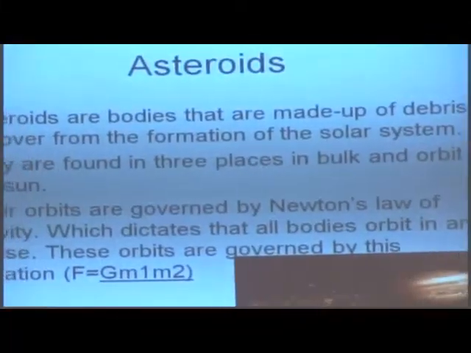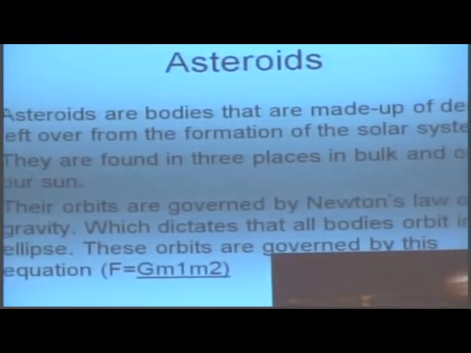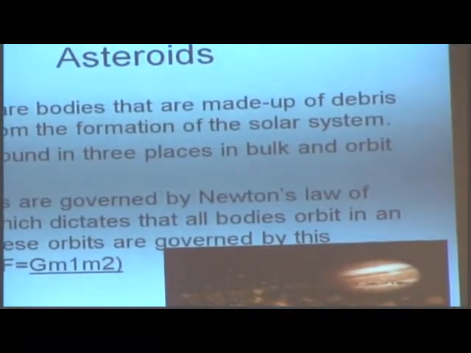Asteroids are bodies made up of debris left over from the formation of the solar system close to 4.6 billion years ago, 5 billion years ago, actually. And they are found in 3 places in bulk around the sun. Do any of you know where exactly asteroids are found? The 3 places. The asteroid belt, in between Mars and Jupiter, the Kuiper belt, just beyond the orbit of Pluto, and the Oort cloud, which is over 3 billion miles away from the sun. It still orbits around the sun.